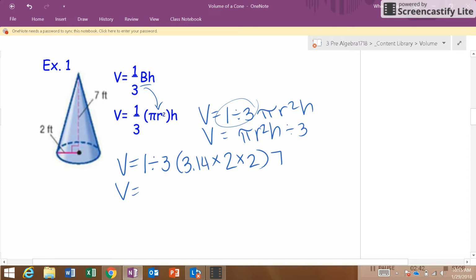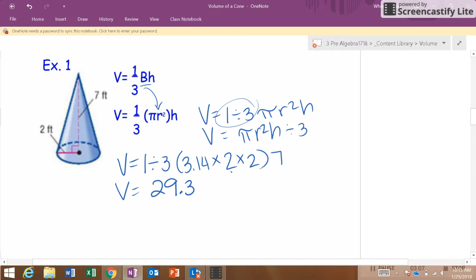So 1 divided by 3 times 3.14 times 2 times 2 times 7. That gave me about 29.3. And I believe you'll get the same thing even if you do the divided by 3 at the end. It's just a different way of writing it.